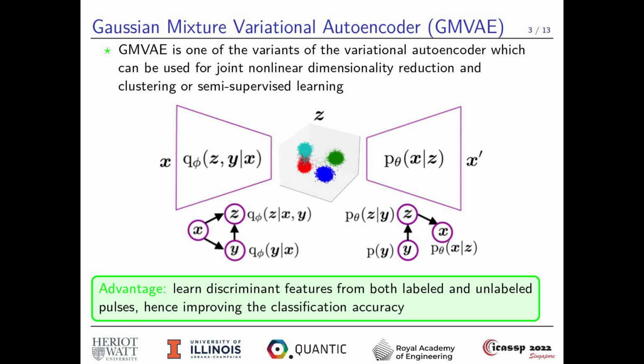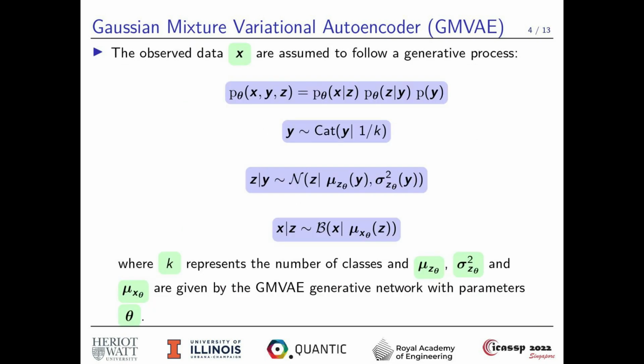of the high-dimensional dataset. The Gaussian Mixture VAE, or GMVAE, is one of the variants of VAE, which can be used for joint nonlinear dimensionality reduction and clustering or semi-supervised learning. The advantage of the GMVAE is that it can learn discriminant features from both labeled and unlabeled pulses, hence improving the classification accuracy. The observed data X are assumed to follow a generative process of the following form.